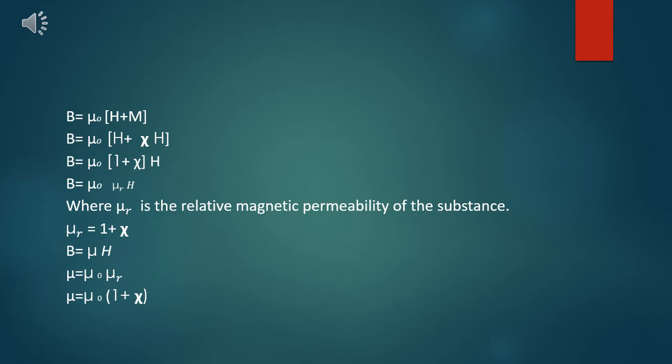Now we can say mu r is equal to 1 plus chi, where mu r is called the relative magnetic permeability of the substance. तो mu r अगर हम यहाँ पर put किए तो we get final equation as B is equal to mu into H, where mu is equal to mu 0 into mu r, and finally we can say mu is equal to mu 0, and instead of mu r we can write 1 plus chi. So we get another formula for mu as mu is equal to mu 0 in the bracket 1 plus chi.